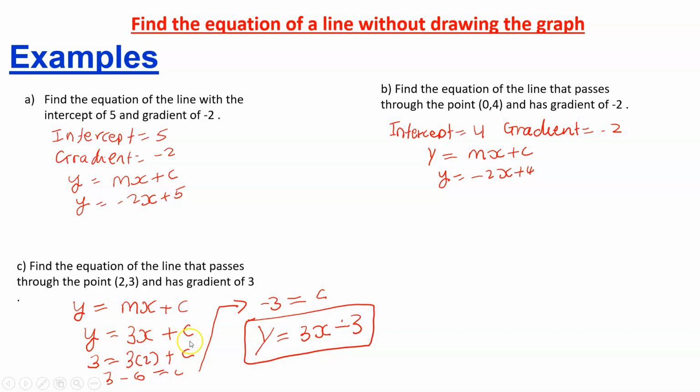So when I reach this point and I cannot find a c, I'm going to use this information to find my c. So I'm going to substitute y with the 3 and x with the 2, and then I get an equation with c, and I'm going to solve for c, which is 3 times 2 is 6. When you take it to the other side, it becomes 3 minus 6 equals c. This is how you need to do it.